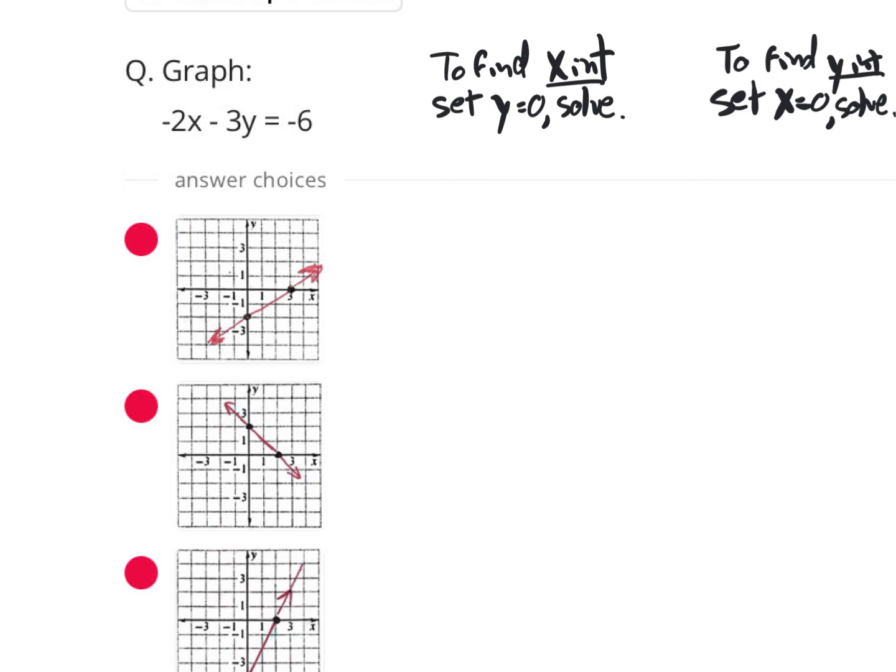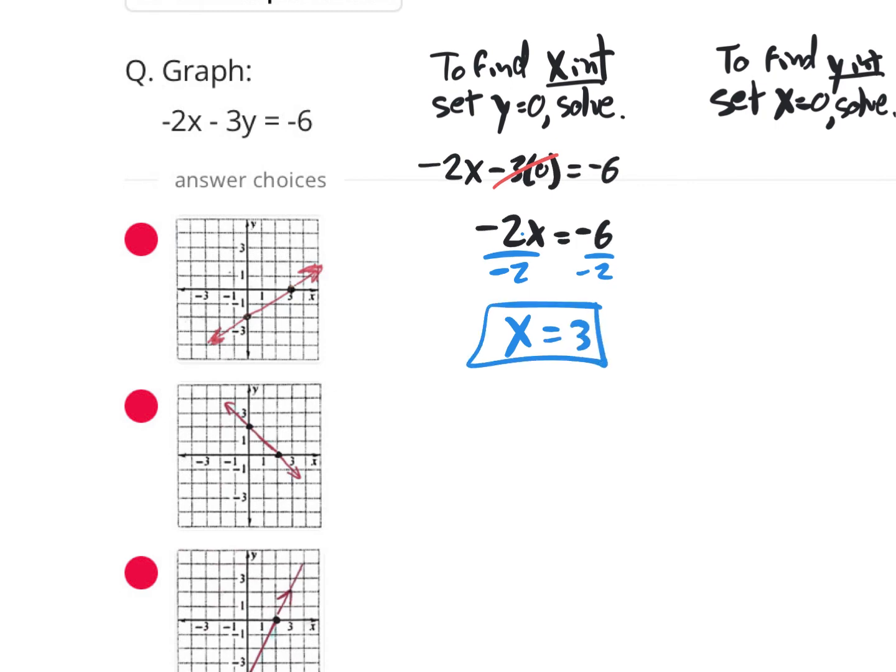Let's actually find the x-intercept by setting y equal to 0 and solving. So I'm going to rewrite my equation. -2x minus 3 times 0 equals -6. Of course, the 3 times 0 is 0. It eliminates. So you really have the one-step equation, -2x equals -6. So what do you do there? You divide by -2, divide by -2, so you know your x-intercept is at +3.